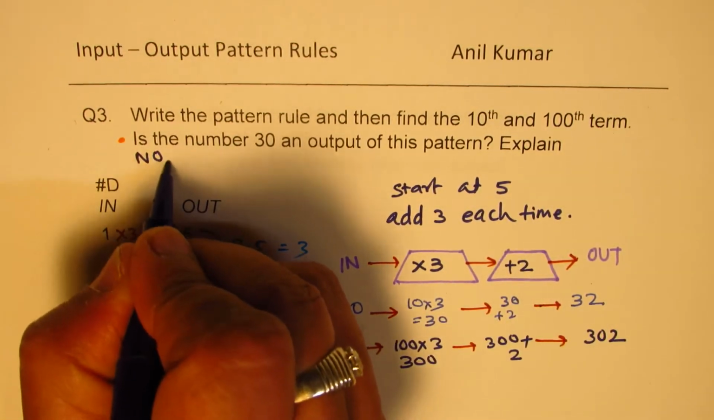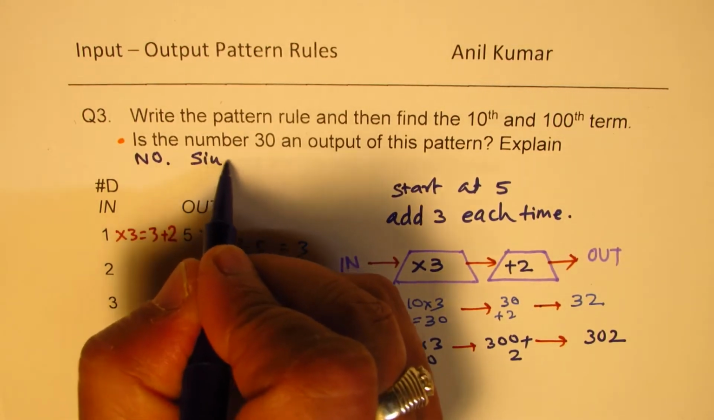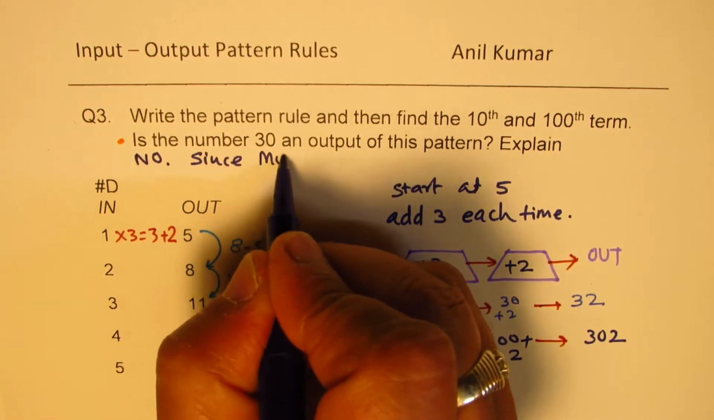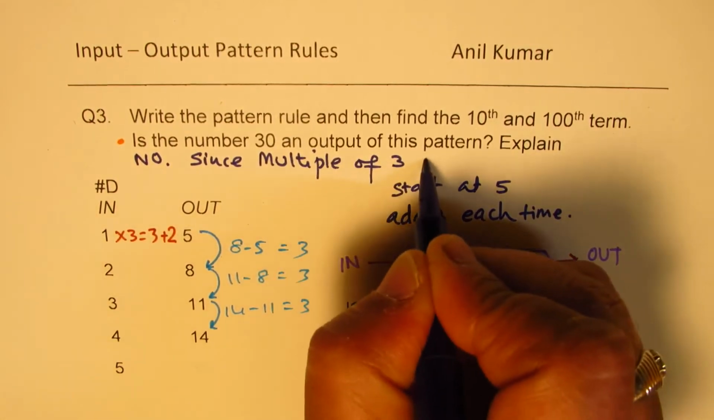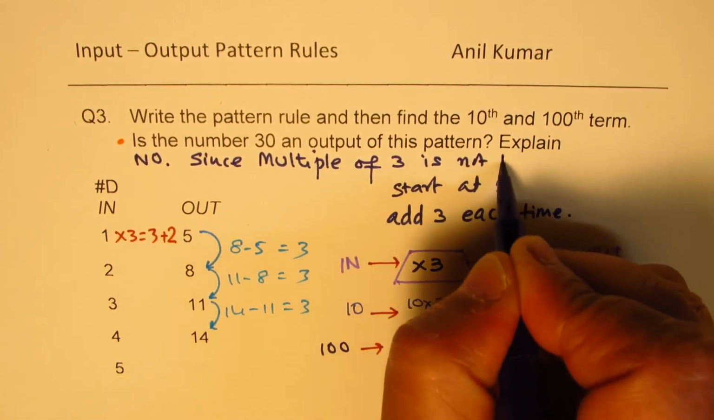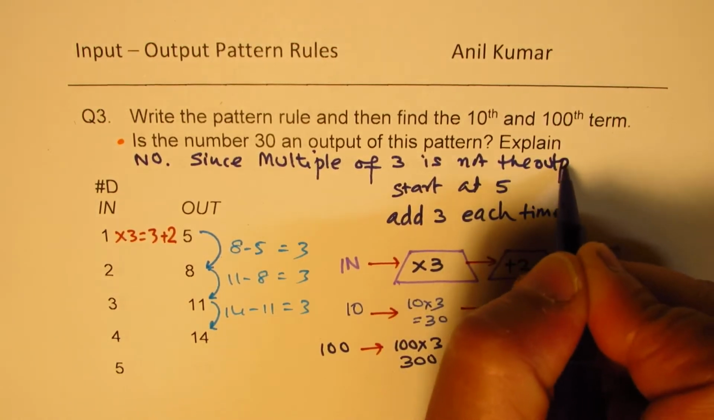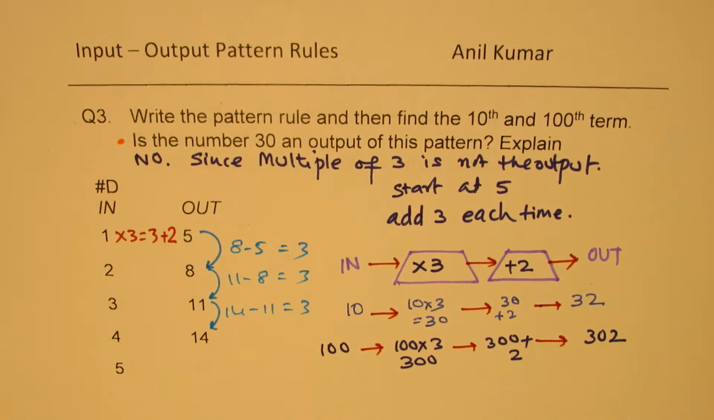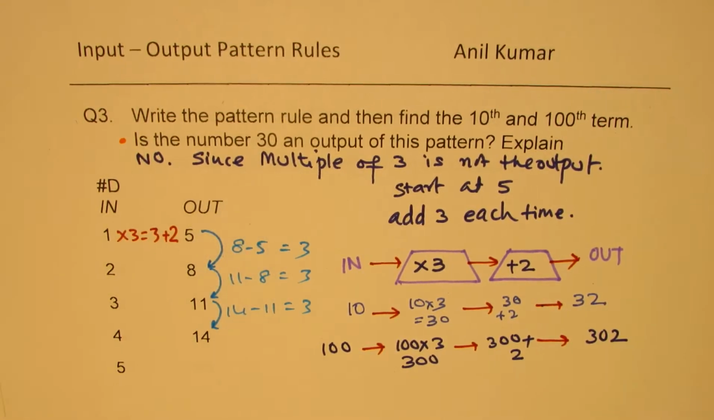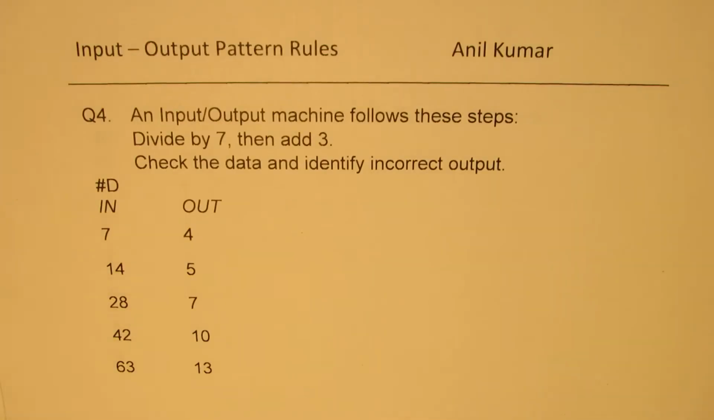The answer is no, since a multiple of 3 is not the output. What are you doing? You're adding 2 to it. 2 more than the multiple of 3 is an output, correct? Not the multiple of 3. So that is why 30 is not a part of our output. Is that clear?